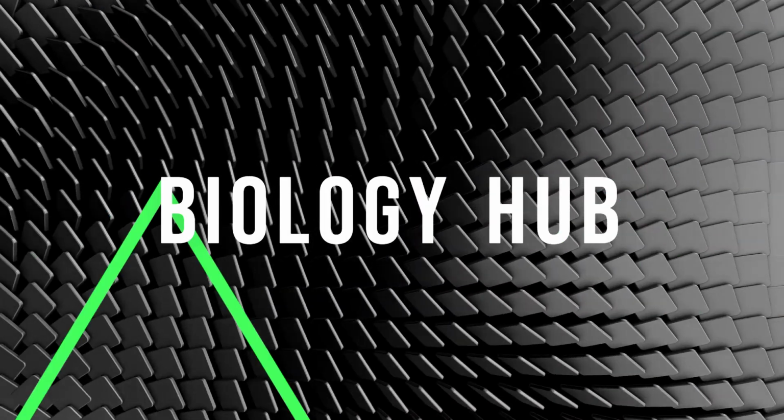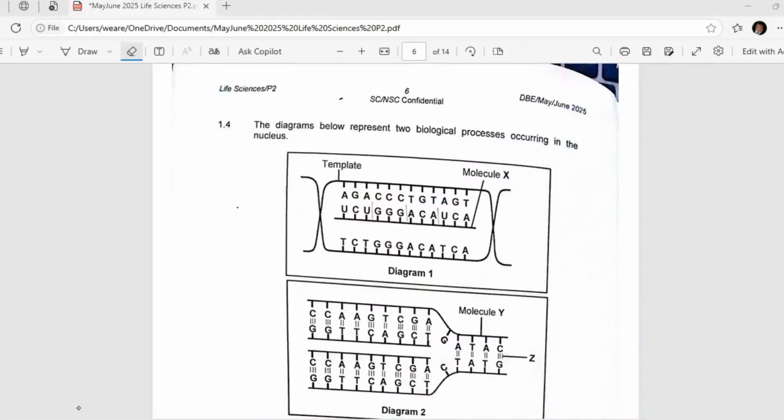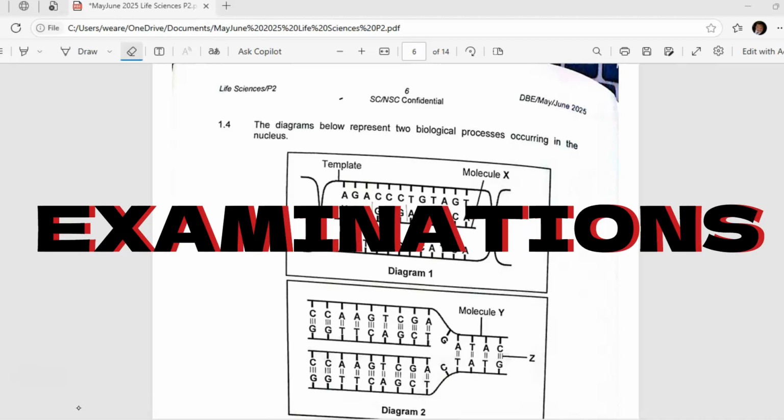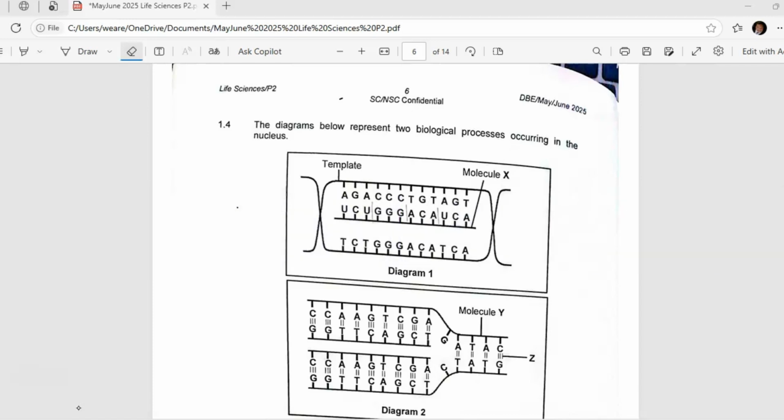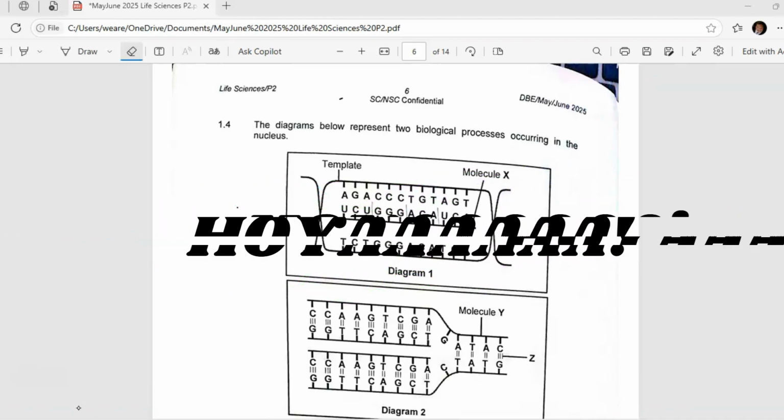So today we're going to be looking at the DNA portion of the May-June National Senior Certificate Examinations of 2025. We're going to be dissecting it, and we're going to see what was a little different with this year's paper compared to previous years' papers. So without any further ado, let's get straight into it.